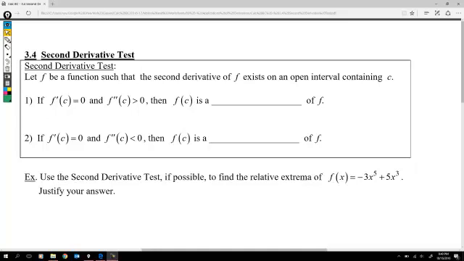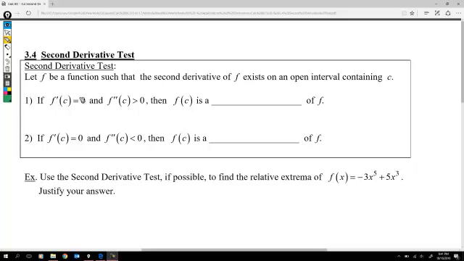What's up? We're talking about the second derivative test, which is another application of the second derivative. And so this is another test for extrema. So like the first derivative test, it tells us if we have a minimum or a maximum. And so let's take a look at what we have here.